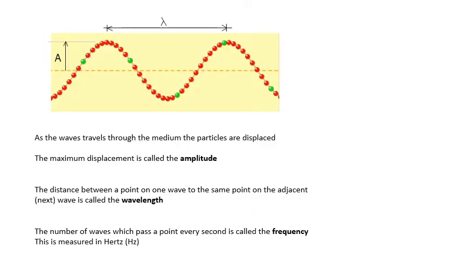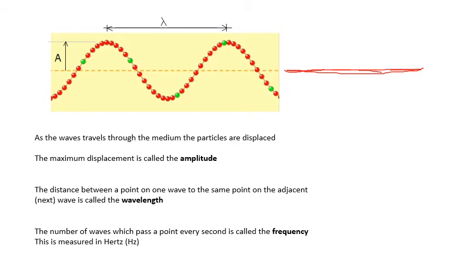Now, as the waves travel through the medium, the particles are displaced. They're put out of place. If there wasn't a wave there, then all of the particles would be around here somewhere. This is like a water wave, and if there was no wave, then that would be the level of the water there. So the particles are displaced, and the maximum displacement is called the amplitude.